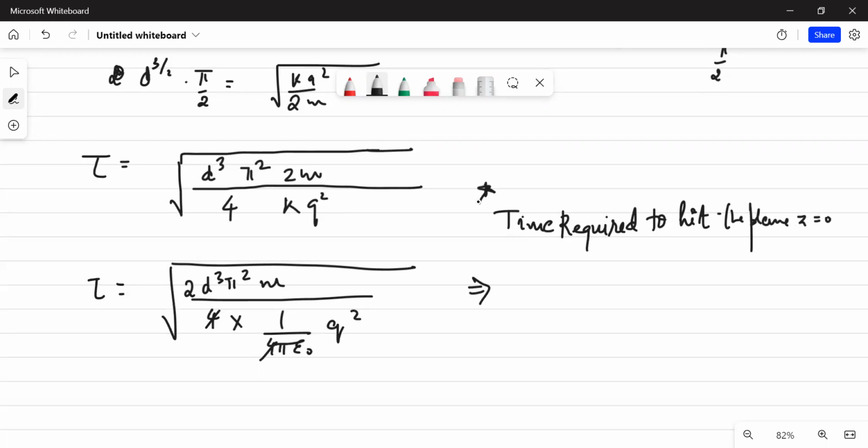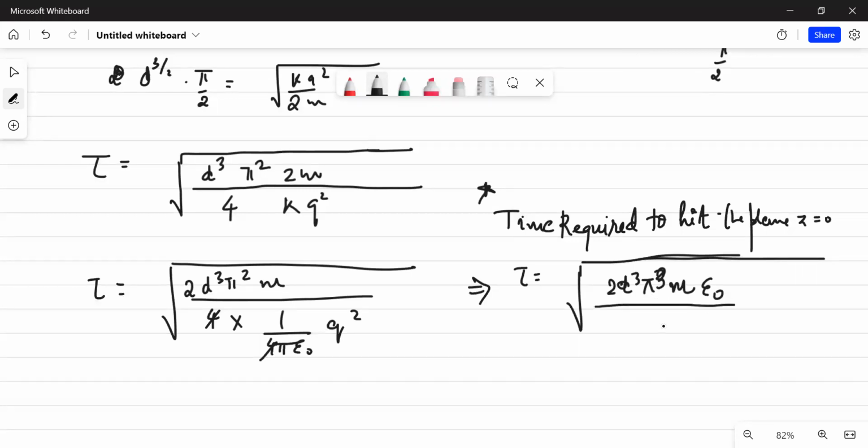Time required to hit the plane z equal to 0 would be what? It would be equal to tau, which is the square root of 2 d q pi cube m epsilon naught, sorry, pi cube, my mistake. So this is 2 pi cube d q m epsilon naught divided by q square.